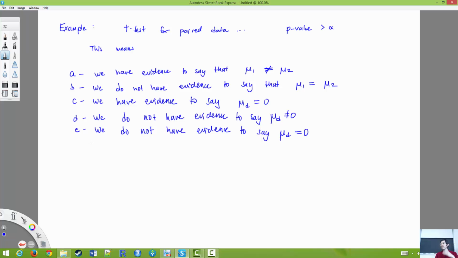Oh, are those the choices? These are your choices. So which one is the correct choice? You've done a t-test for paired data. Whatever your data shows, your resulting p-value at the end of the test was greater than alpha. I'd say C. P-value is greater than alpha.